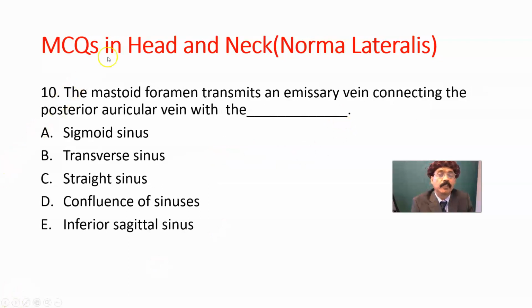Question number 10. The mastoid foramen transmits an emissary vein connecting the posterior auricular vein with the what structure? Sigmoid sinus, transverse sinus, straight sinus, confluence of sinuses, inferior sagittal sinus. The answer is the sigmoid sinus. Answer is A.